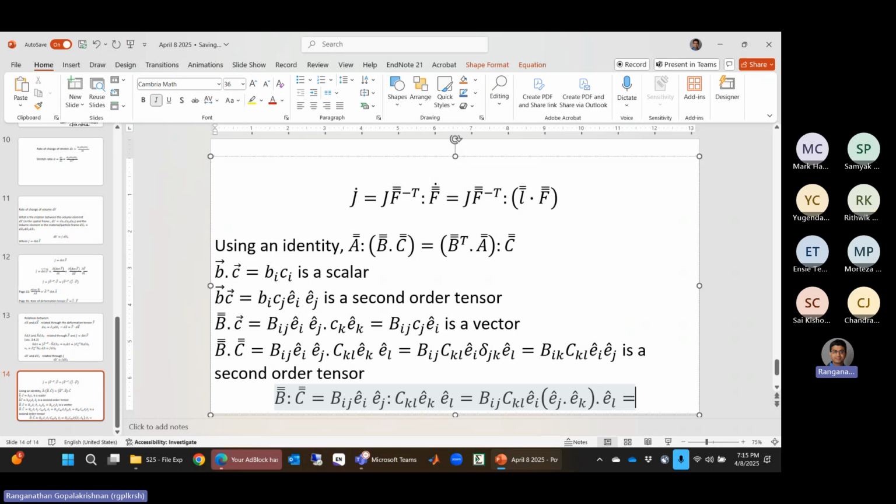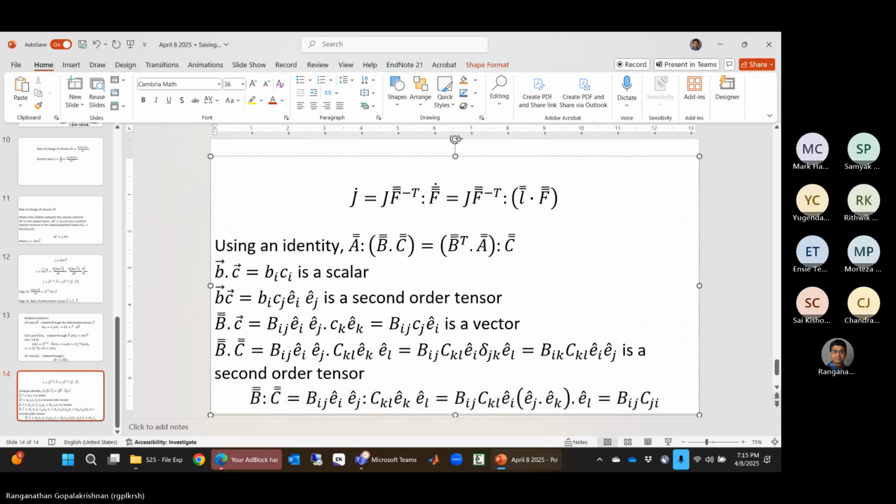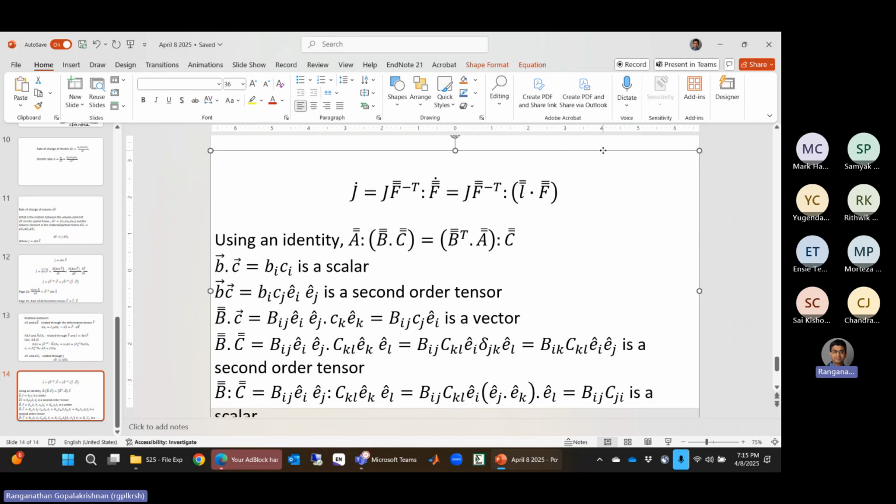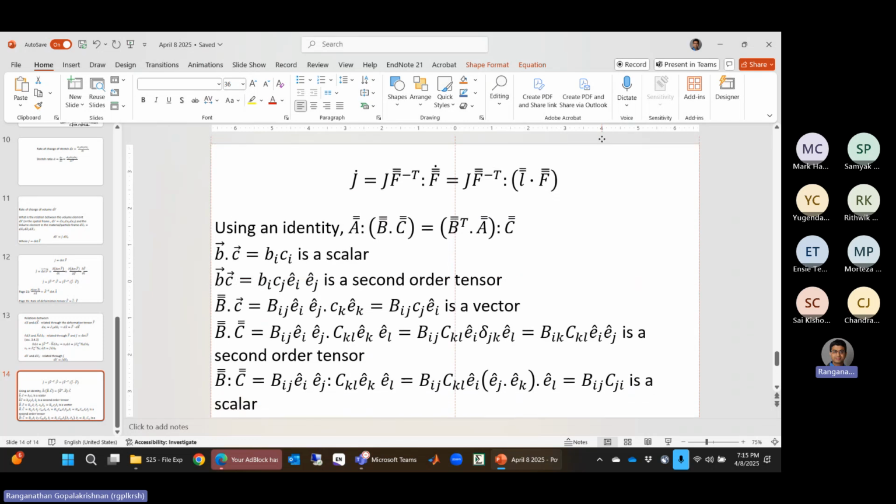So I'm going to have B_ij C_ji. What is this quantity? It's a scalar, right? Yes, sir. So this is a little recap of our unit 1 tensors.